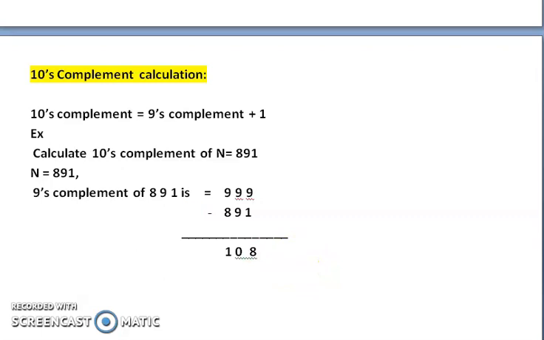So what is the 10's complement value? The 10's complement is the 9's complement plus 1. Adding 1 gives 109. So the 10's complement value of 891 is 109. You can calculate it like this.